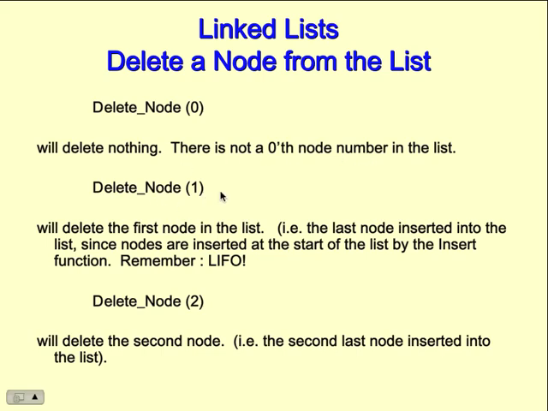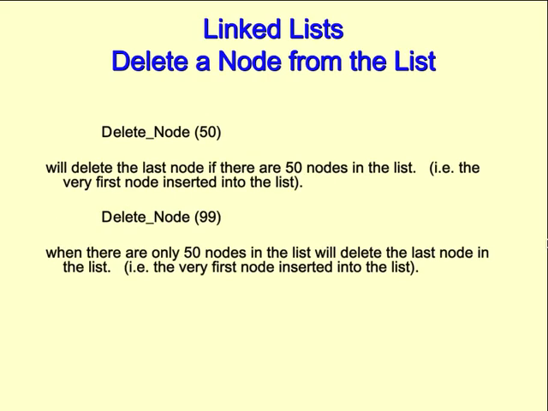So delete node number 1 will delete the first node in the list, i.e. all the nodes inserted into the list. So it's using last in, first out. So it's deleting from the top of the list if we take this particular approach. We're going to say delete node number 2, it's going to delete the second item in the list of that nature. Delete node 50, delete node 99.